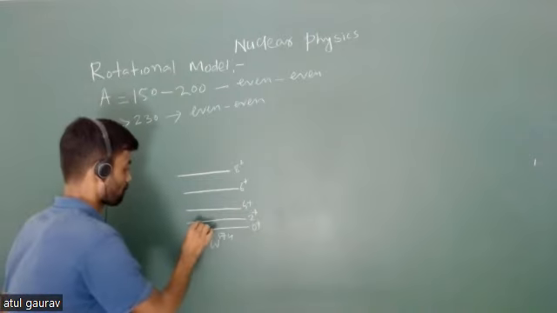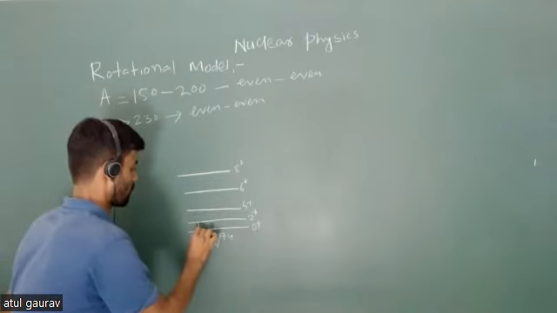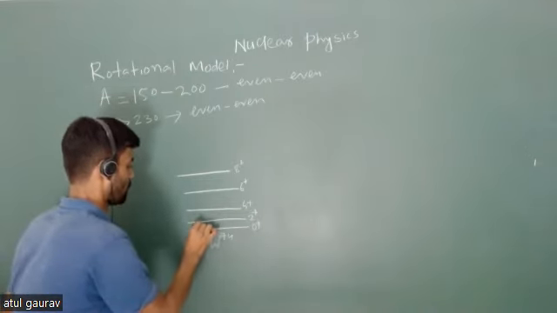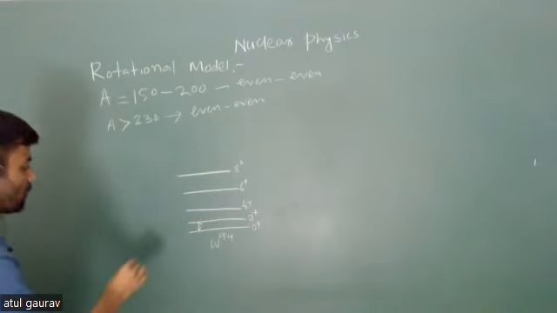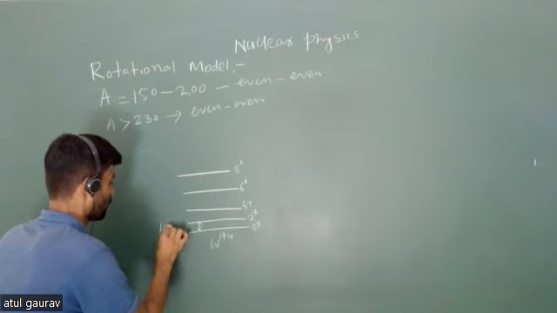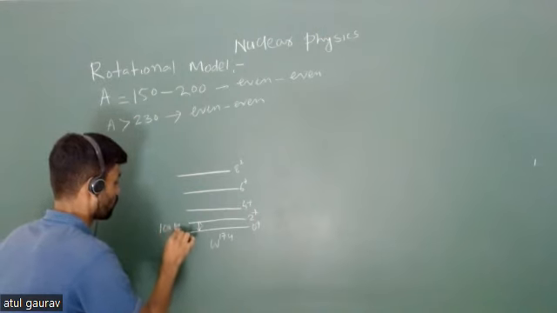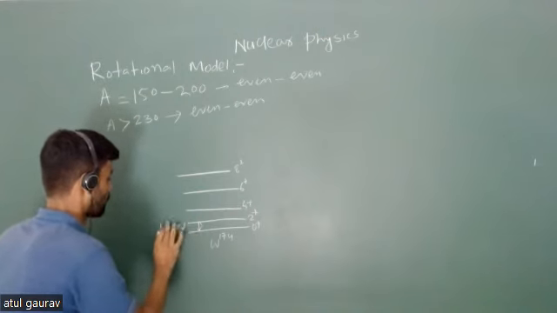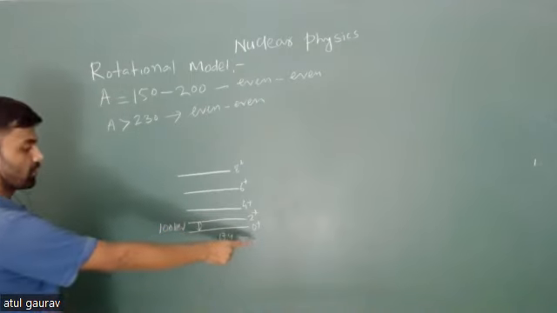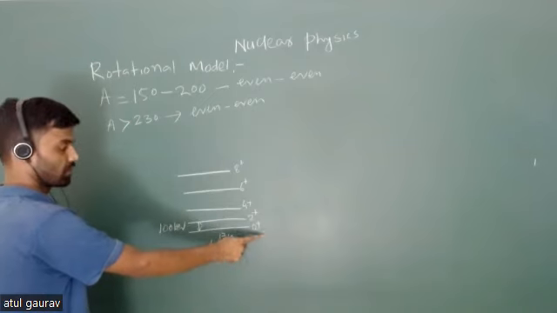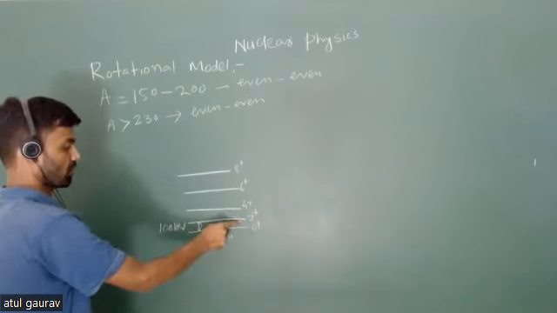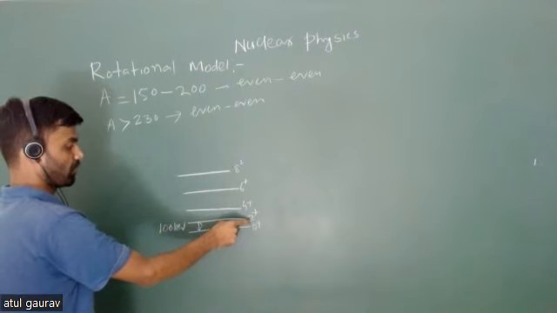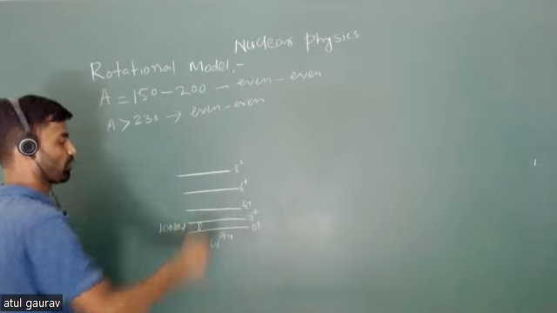So the separation between the ground and first excited state for this W174 is around 100 kilo electron volt. So ground state 0 plus means spin is 0 and parity is plus, positive, even. The first excited state has spin 2, parity even, and so on.